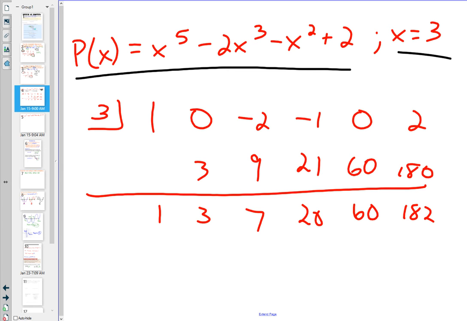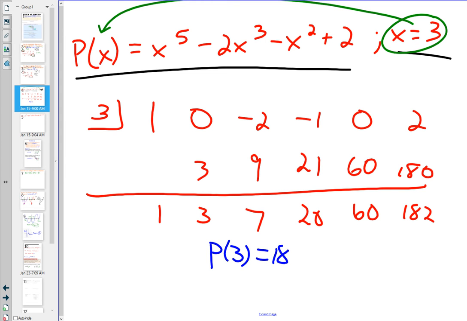What would happen if I were to get this 3 and plug it in? Correct. What would be the output? Yeah, 182. The value of this polynomial with an input of 3 is 182. If you want to go do it the long way again because you're still waiting for your aha moment, be my guest.